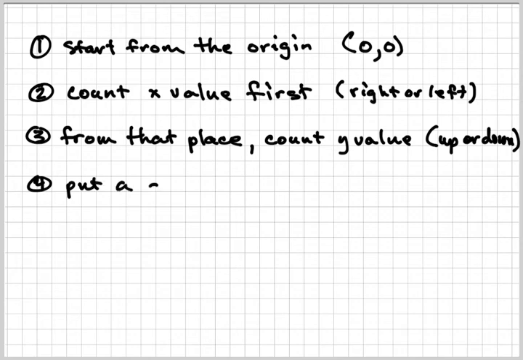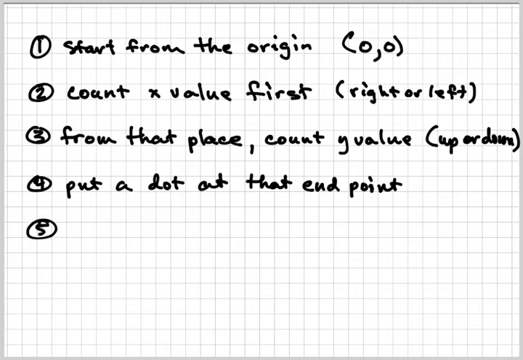Put a dot at that end point. And label. And the label or name of it is simply its ordered pair. Okay. Super easy. If you can count, you can do this. If you can't count, then we're in trouble.